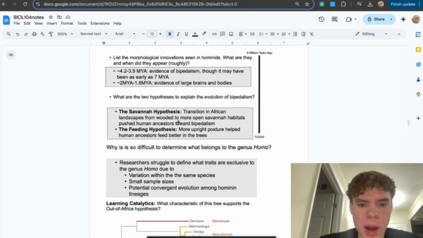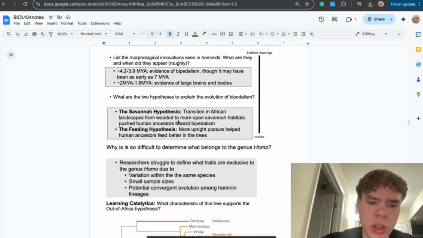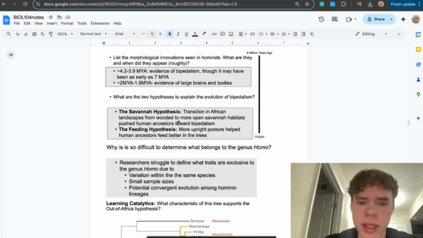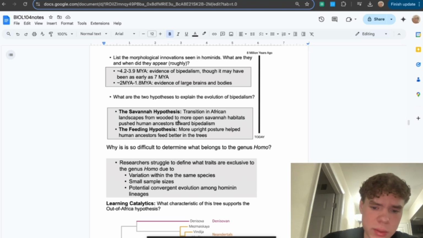So these are the two hypotheses that explain bipedalism, so why humans walk upright. I guess the savanna hypothesis thinks that humans adapted towards bipedalism because they transitioned from forests and needed to be in more open areas. And the feeding hypothesis says that a more upright posture helped ancestors feed better in trees, which makes sense. I mean, no one really knows.